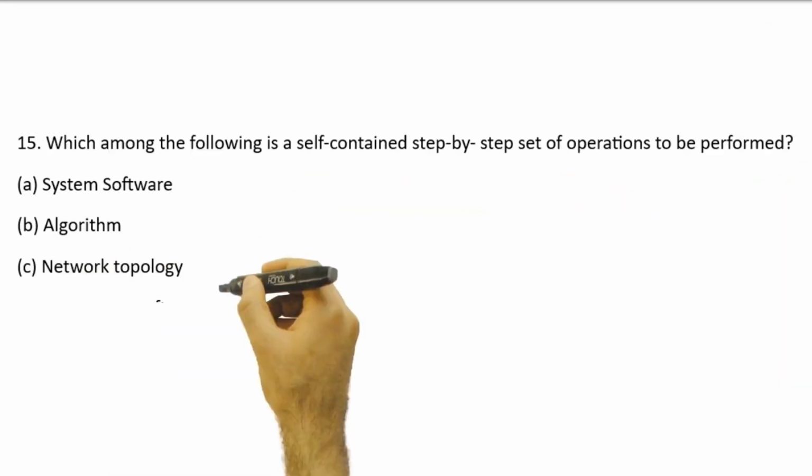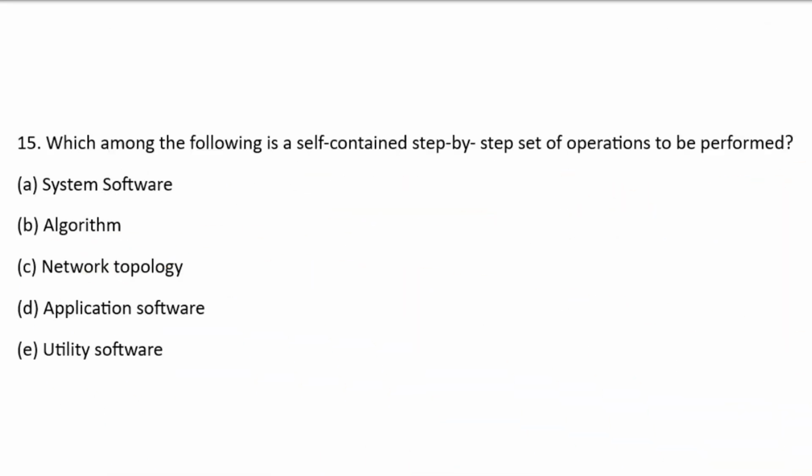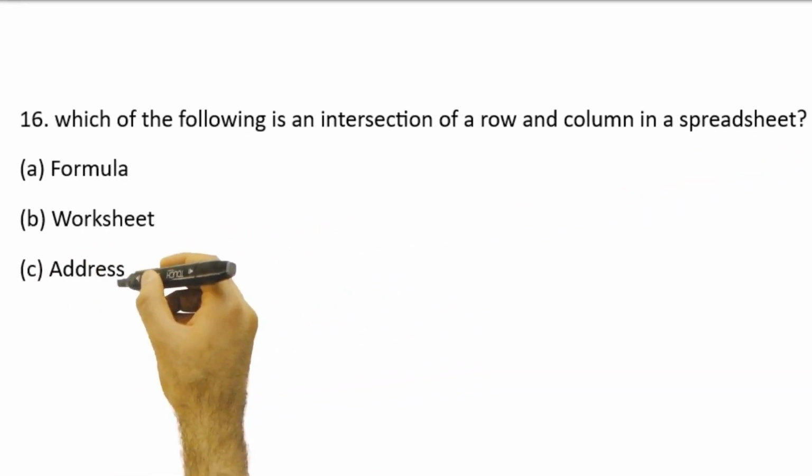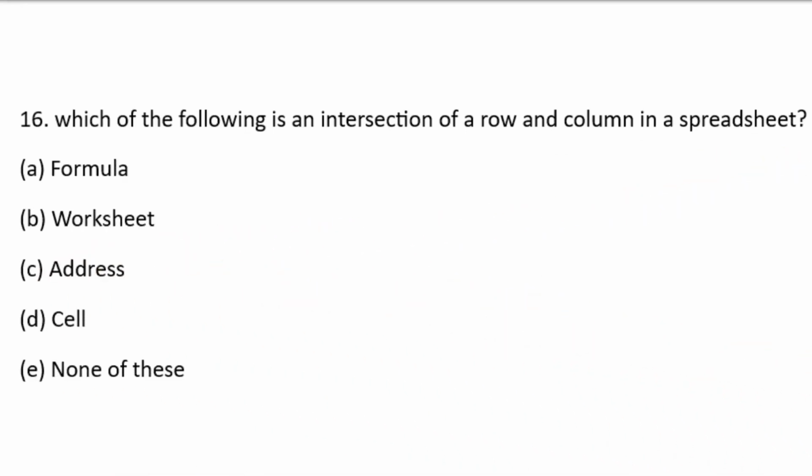Web browser. Which among the following is a self-contained step-by-step set of operations to be performed? A. System software. B. Algorithm. C. Network topology. D. Application software. A. Utility software. Answer is B. Algorithm. Which of the following is an intersection of a row and column in a spreadsheet? A. Formula. B. Worksheet. C. Address. D. Cell. A. None of these. Answer is D. A cell is the intersection between a row and a column on a spreadsheet that starts with cell A1.